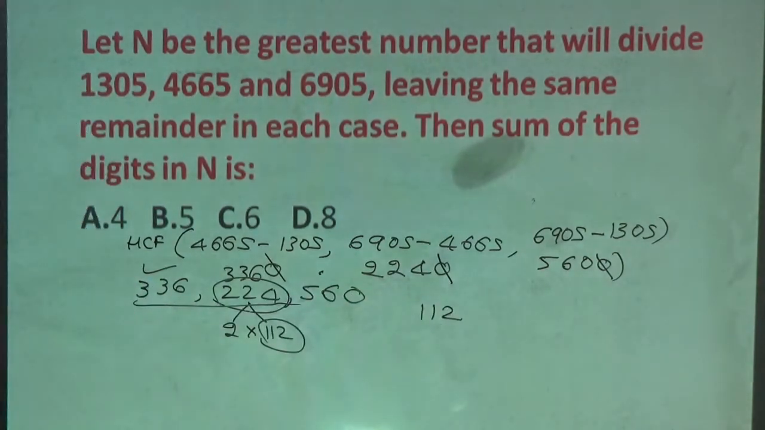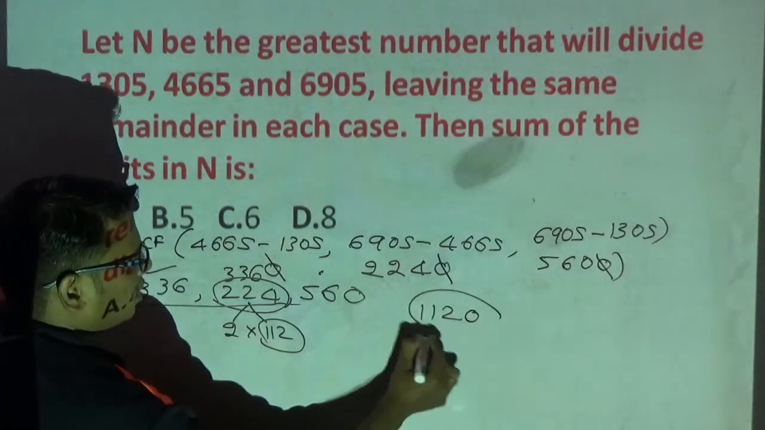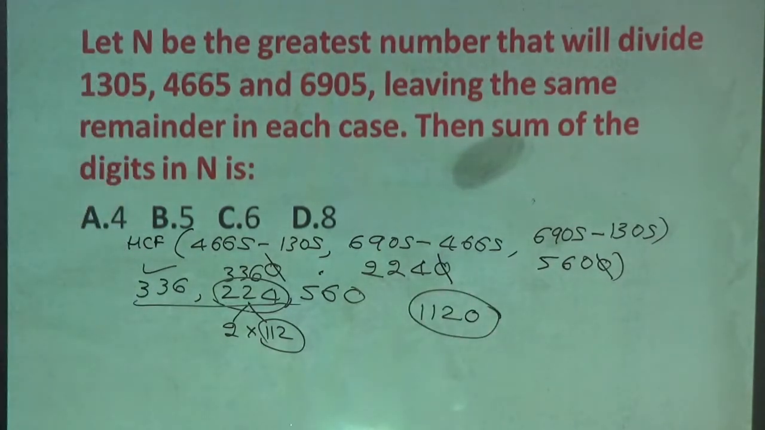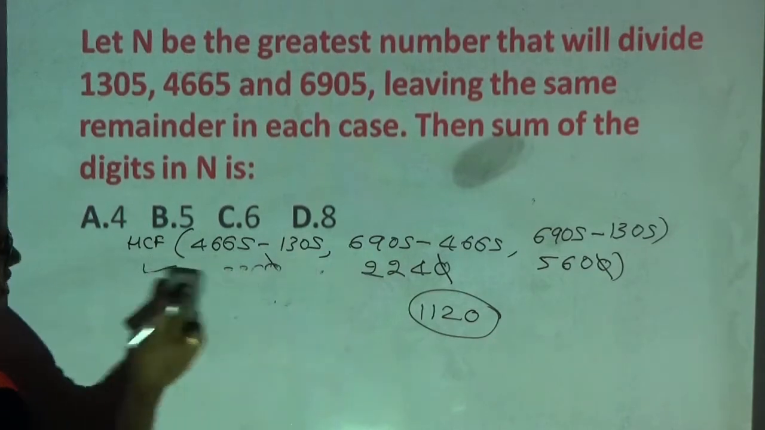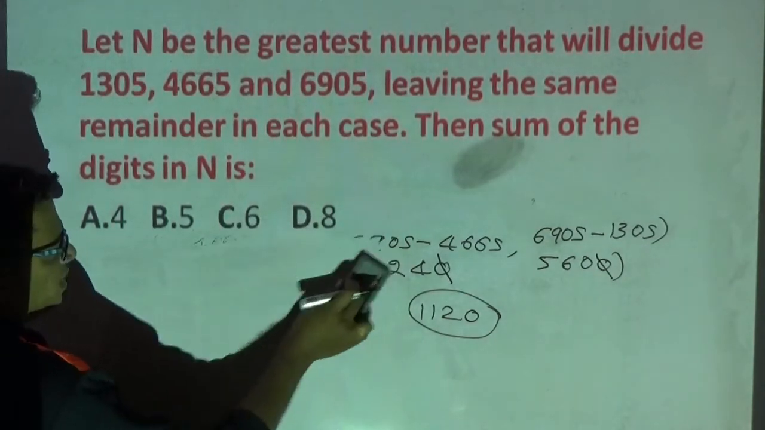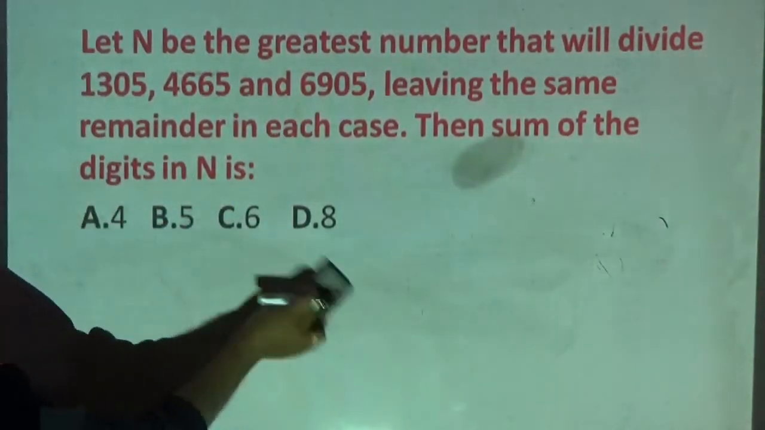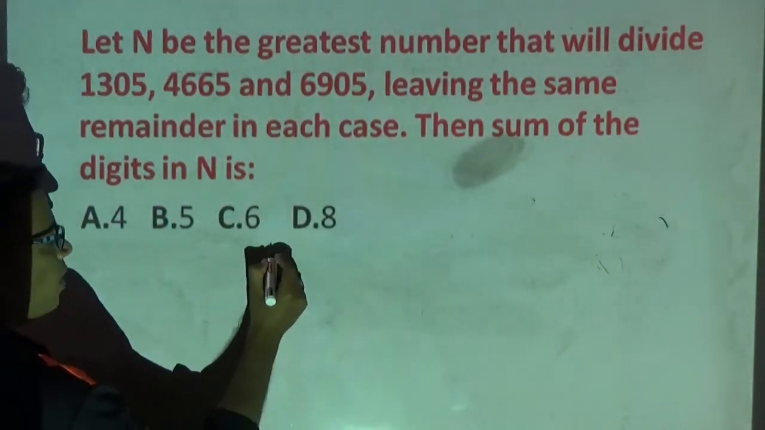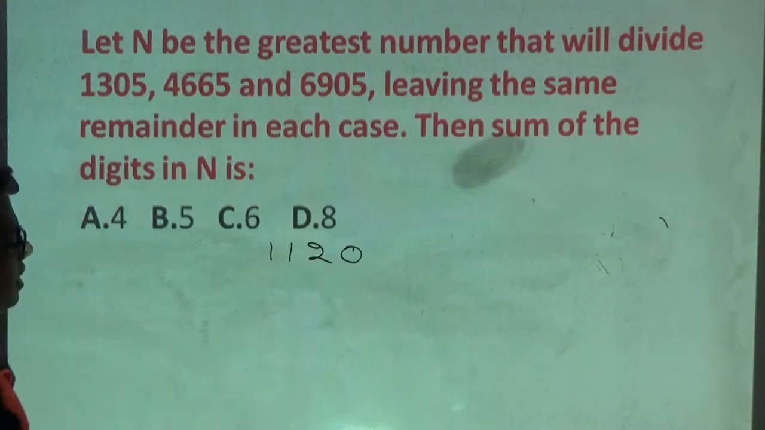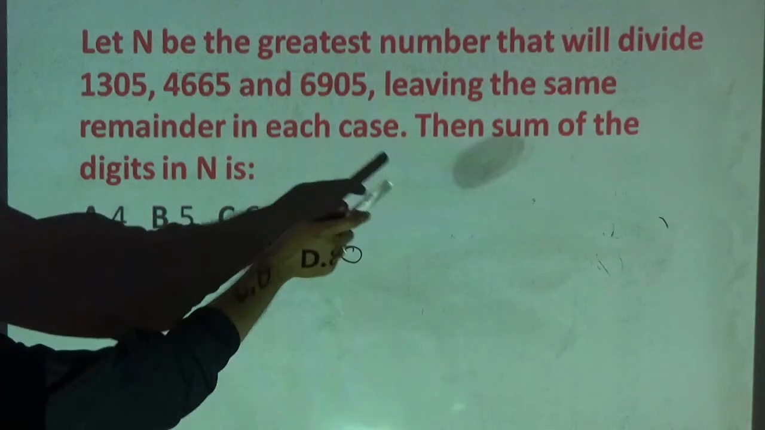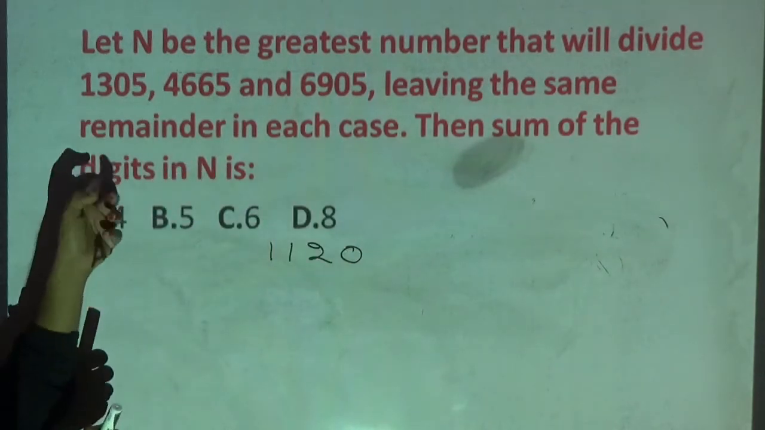HCF is 112. But I ignored the zeros in the beginning, right? Therefore I will consider the 0 now. Okay. Now I got the HCF. What is the HCF? HCF is 1120. But in the question they are not asking the HCF. What they are asking is the sum of the digits.